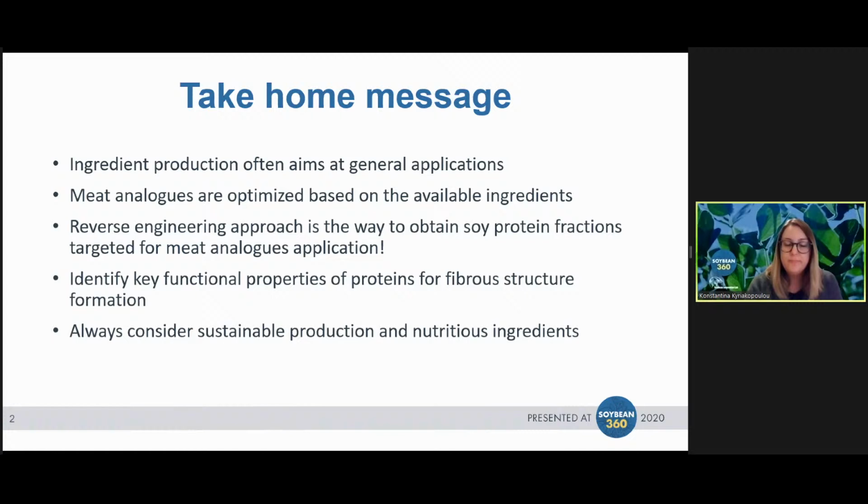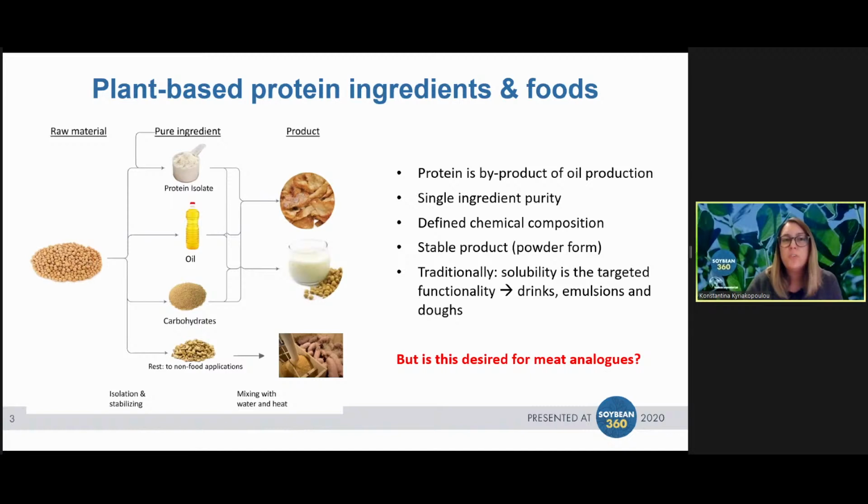What we know currently about the ingredient production processes, as the previous speaker also said, for many plant-based ingredients and soy specifically, is that soy is a byproduct of the oil production process, and also many other plant-based proteins are byproducts of another product. These are usually isolated, and the isolation process increases the nutritional value, but also the price of the product. In many cases, the industry is focused on increasing the purity of these ingredients.